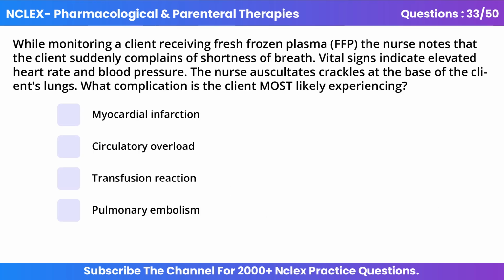Question 33. While monitoring a client receiving fresh frozen plasma, FFP, the nurse notes that the client suddenly complains of shortness of breath. Vital signs indicate elevated heart rate and blood pressure. The nurse auscultates crackles at the base of the client's lungs. What complication is the client most likely experiencing? B. Circulatory overload.